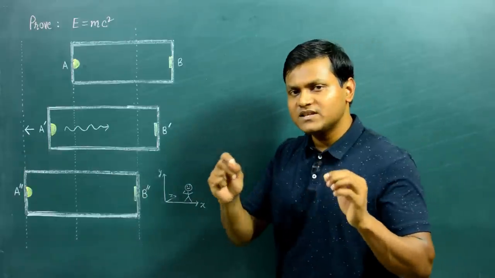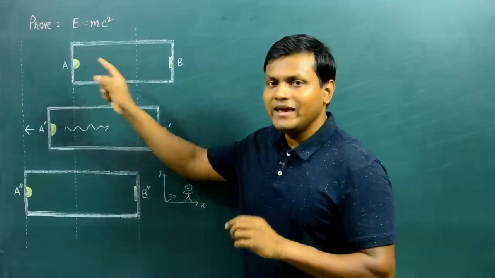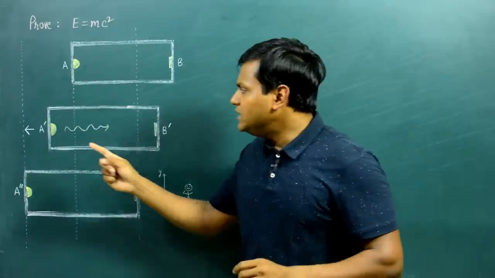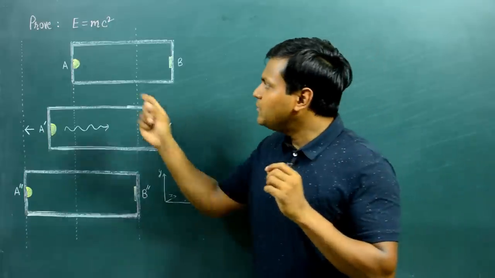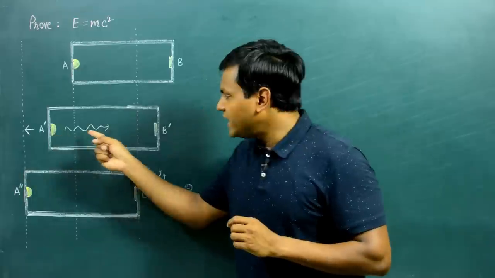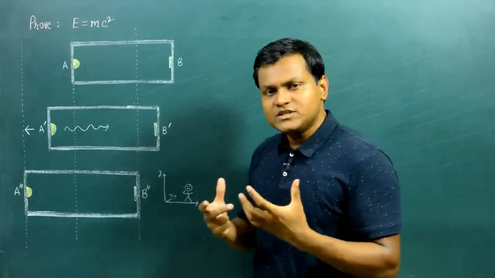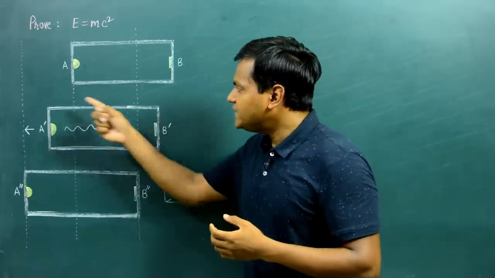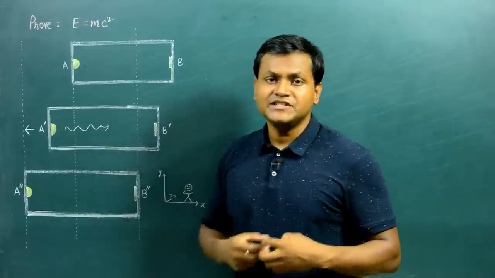Now what happens in this thought experiment is this. Imagine the light bulb emits a small beam of light at a particular instant. So when this light bulb emits a small beam of light, this light travels from left hand side to right hand side. Yes, quite simple. Now what happens when this light is emitted is that the container experiences a recoil. Why? Because light carries momentum.